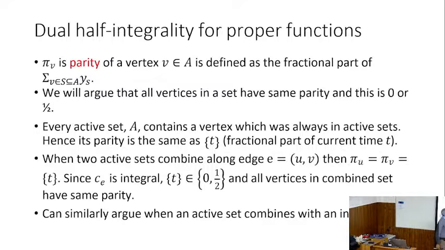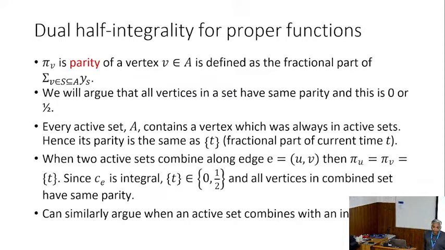So when two active sets combine along an edge uv, then phi of u is phi of v, which is the current time. And since this edge is integral, this parity of the current time is also a half, is either a 0 or a half. And all vertices in the combined set will therefore again have the same parity.